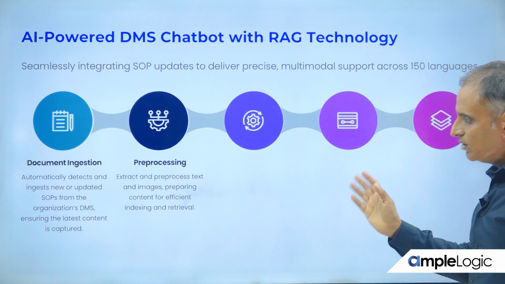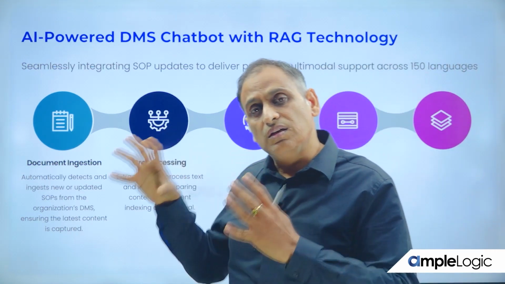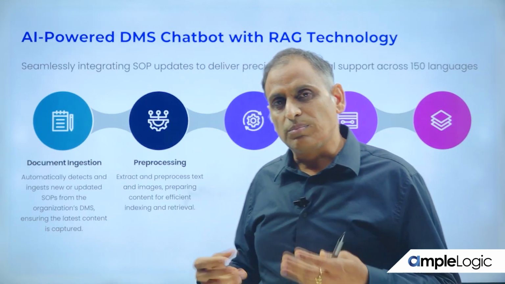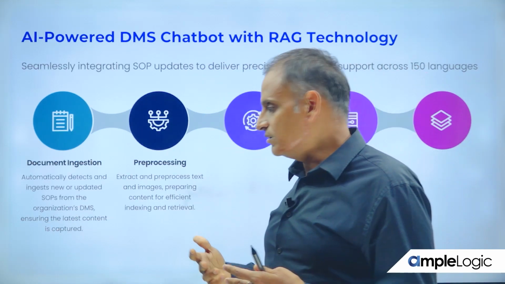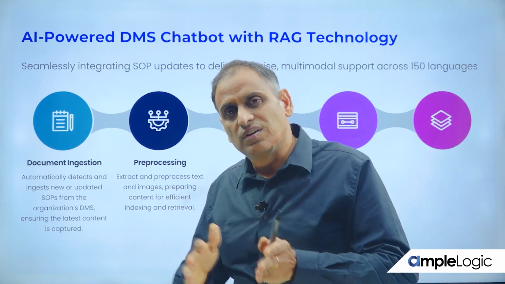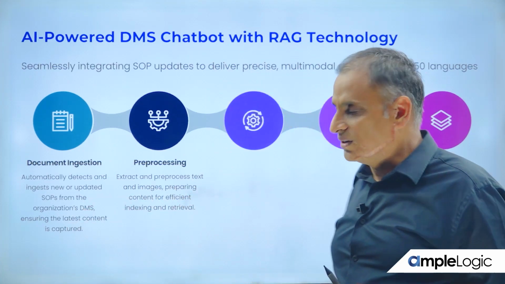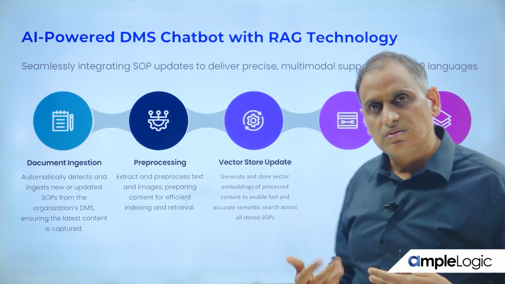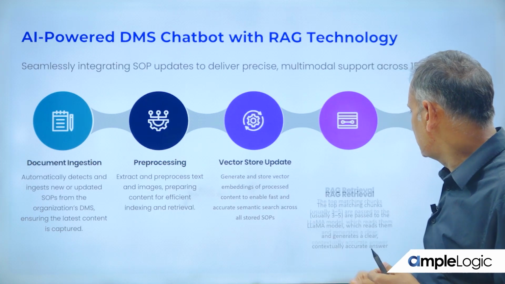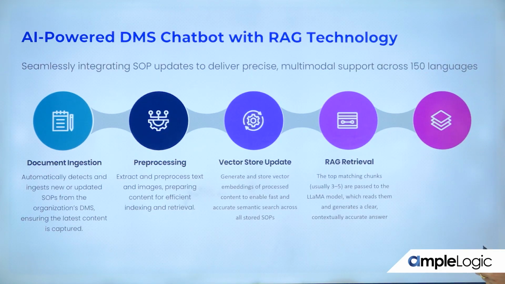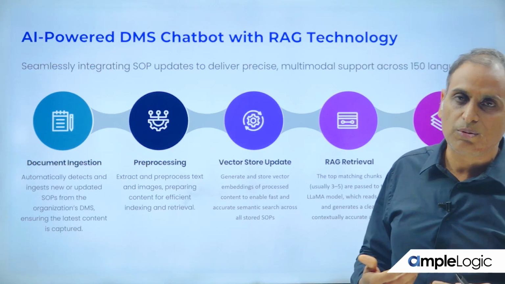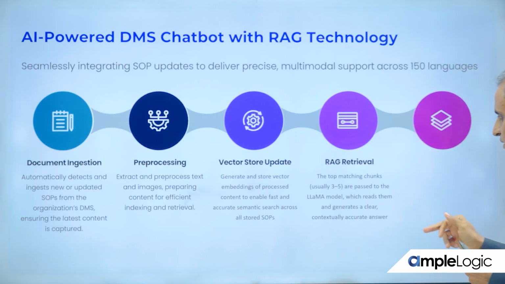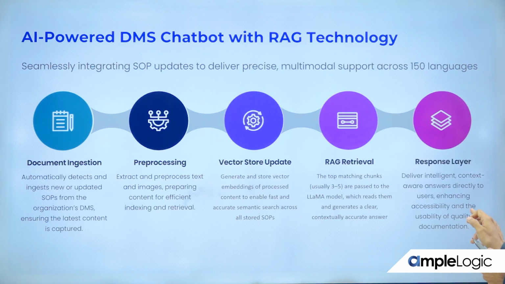Pre-processing of text and images: it takes text and images separately, right? Because sometimes we have some queries written on it, so the text is handled differently and the image is maintained as a separate query. Then we store this information in vectors. After that comes RAG retrieval: the top matching chunks, usually 3 to 5, are passed to the llama model. Here we are using a llama model to retrieve this particular data.